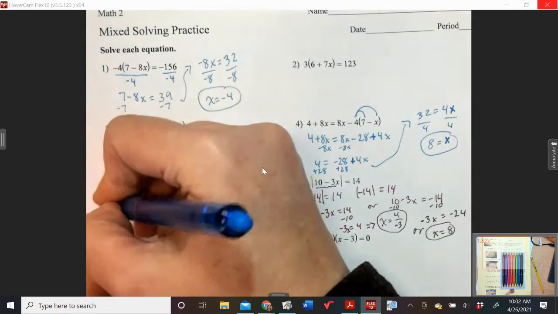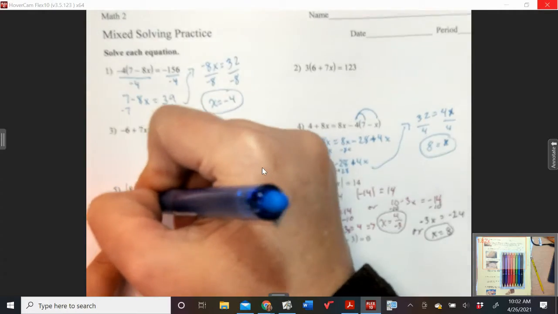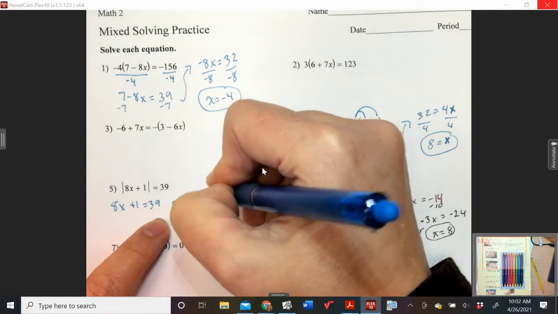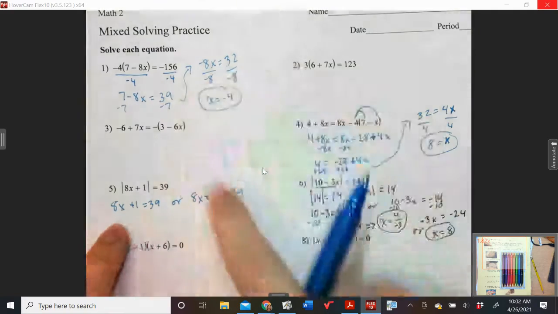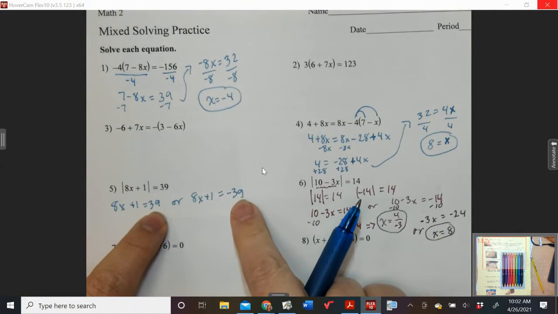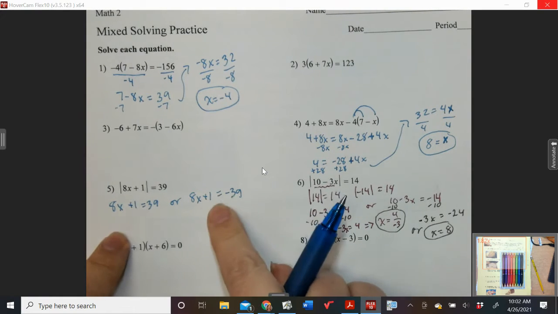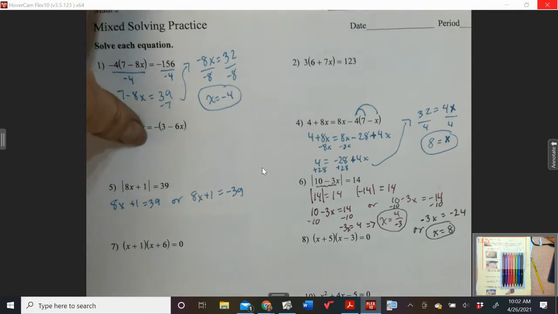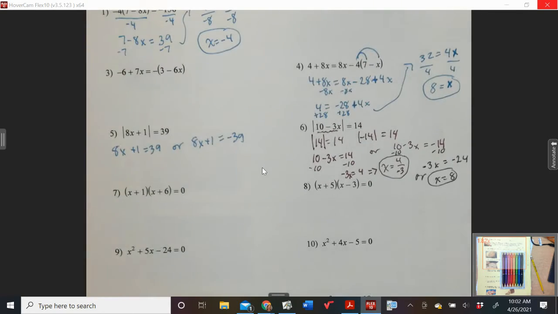Our 2 equations are 8x plus 1 is 39, or 8x plus 1 is negative 39. All that changes is the number over here. Okay, nothing else changes, just that. Now you can go ahead and solve those. All right, moving on.